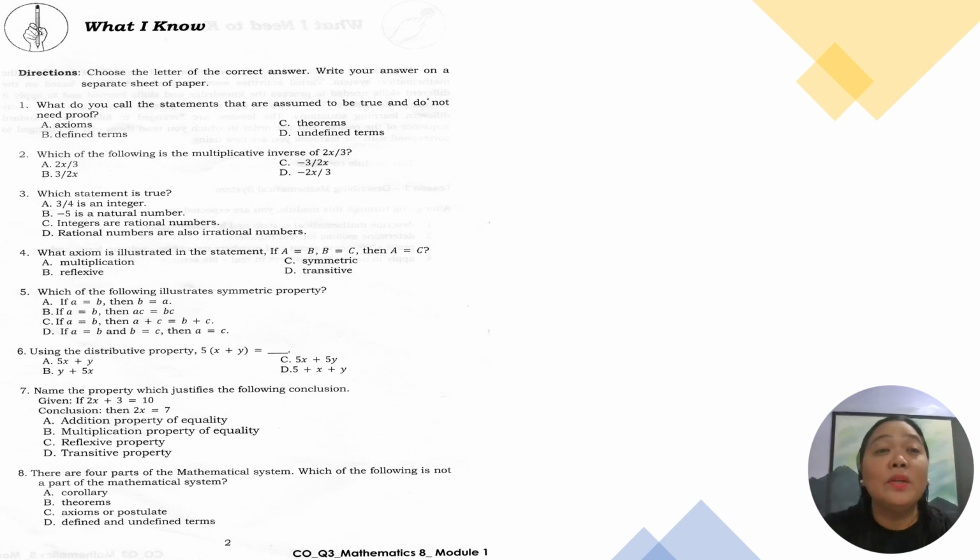But before doing so, I want you to turn your module to page 2 up to 3. The What I Know part. The What I Know part of the SLM will check your prior knowledge about describing a mathematical system. So what you know or what you do not know yet about describing a mathematical system will tell us how much you already know about the topic.